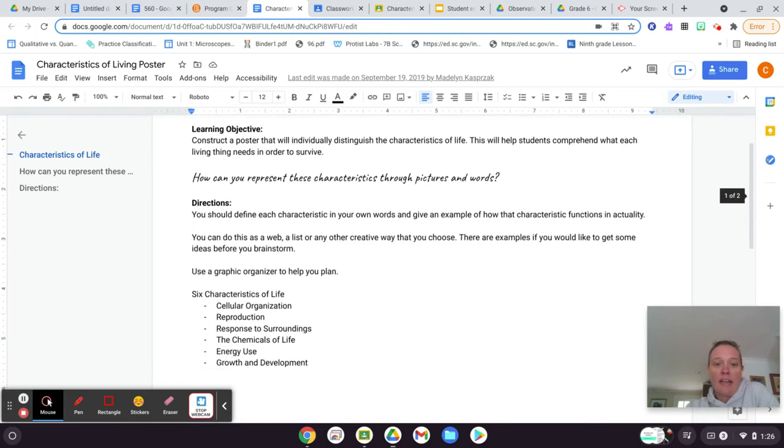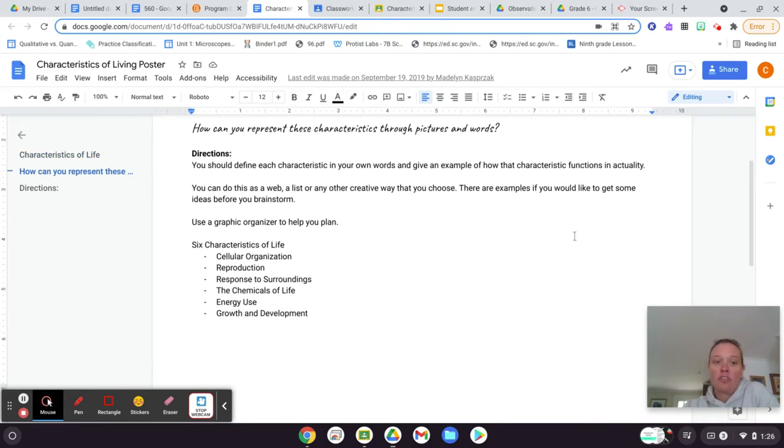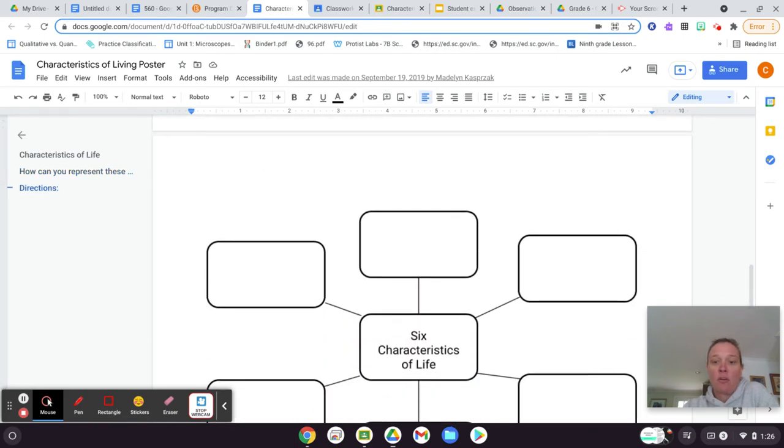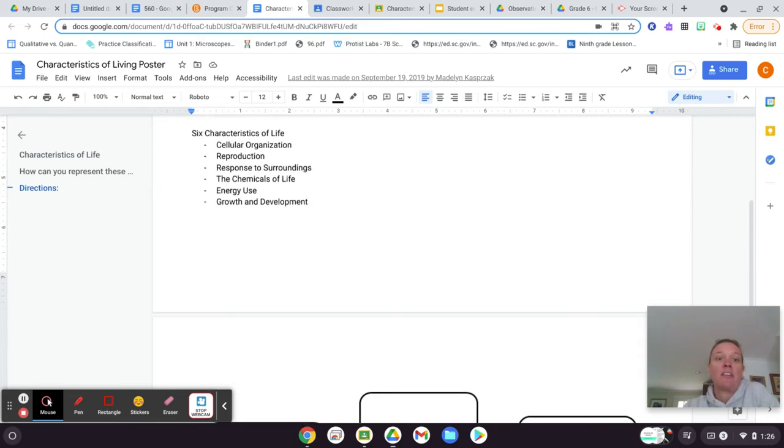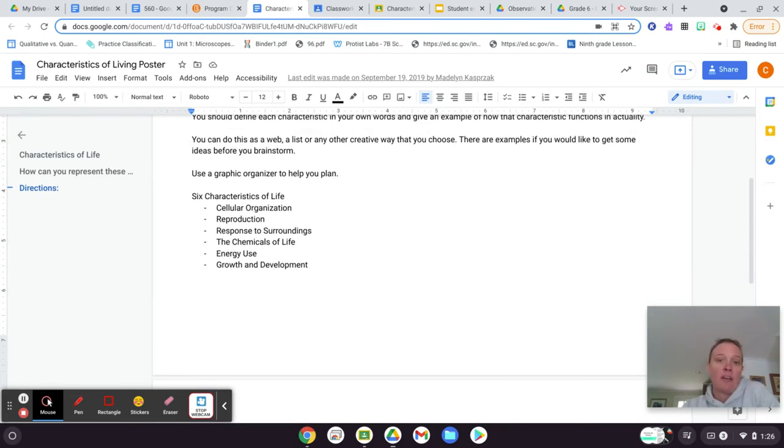So the first day, they do some research on the six characteristics of life. And I give them this graphic organizer so they can start to define each of the characteristics. And then they need to start to visualize those characteristics and develop an image that shows the definition in graphics.